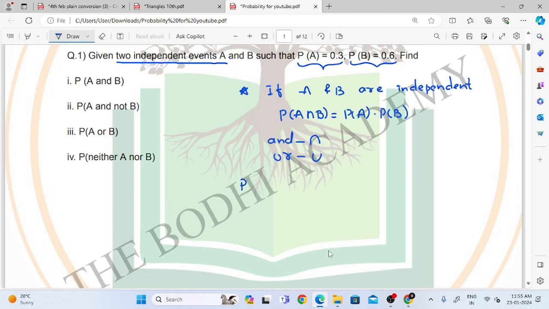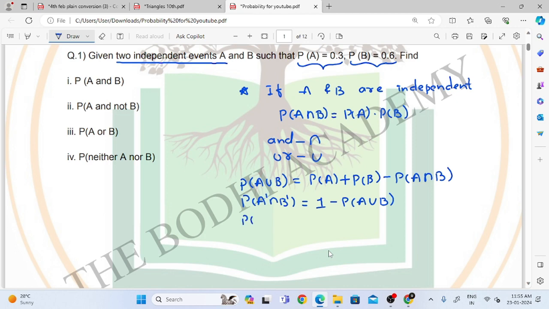So let's write down P of A union B. P of A union B is nothing but P of A plus P of B minus P of A intersection B. Second one is P of A dash intersection B dash. A dash means not A, B dash means not B. So P of A dash intersection B dash, we can also say neither A nor B. To find this, we will use the formula 1 minus P of A union B. And similarly, P of A dash union B dash is equal to 1 minus P of A intersection B.